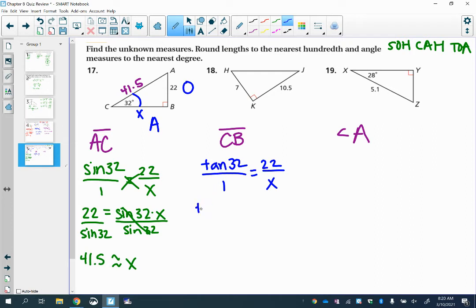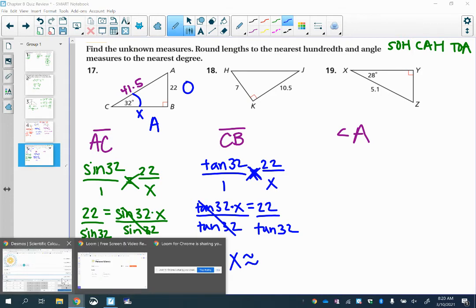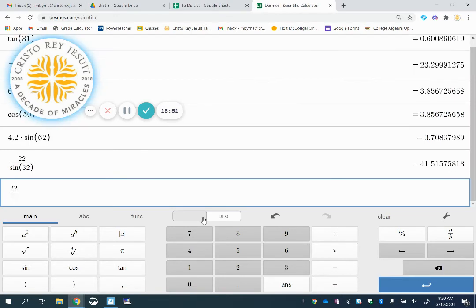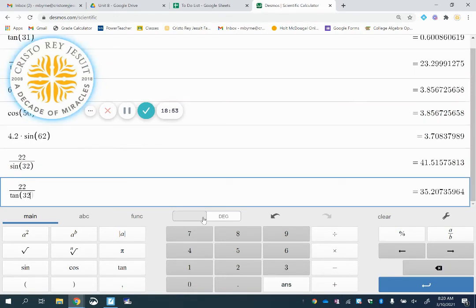Okay, so now I've got tan 32 times X on the one side and 22 times 1 on the other. So that's equals 22. I'm going to divide by tan 32. This is just like the one that we just did. The difference is instead of using sine, I'm using tangent. All right, that goes away and I'm left with X is approximately 22 divided by tan 32. So 22 divided by tan, and I'm just typing this in because that's why this calculator is the best. Okay, that's 35.2.